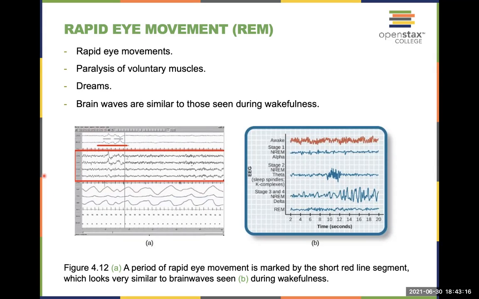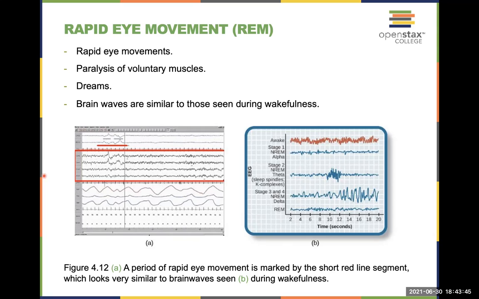And next we'll move into rapid eye movement. This is the one where, I think a lot of you students know this already, if you're conducting an experiment on sleep and you see a person's eyes darting back and forth underneath their eyelids, you can see their eyes moving. That is a person that is experiencing rapid eye movements.